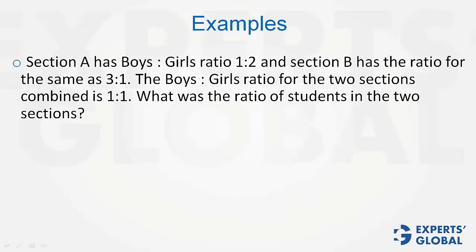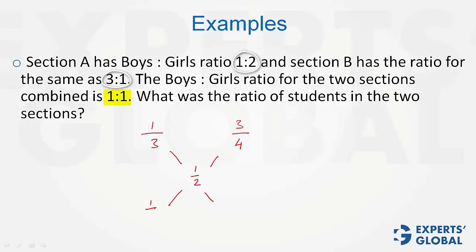Look at this one. Please pause the video, try solving it yourself. Now in this case, 1:2. So boys are 1 out of 3 parts. In section B, boys are 3 out of 4 parts. On combining, boys are 1 out of 2 parts.